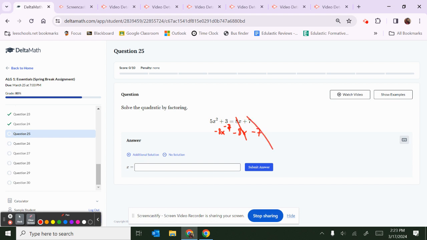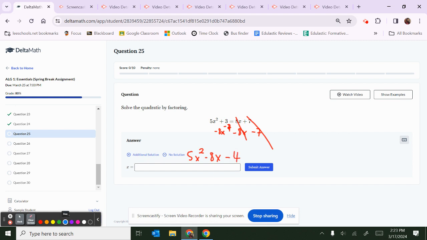So this gets canceled. So the 5x squared, I'm not adding or subtracting anything to it, so I bring it down. Negative 8x, I'm not adding or subtracting anything to it, so I bring it down. 3, I am subtracting something from it. So 3 minus 7 is negative 4, okay?